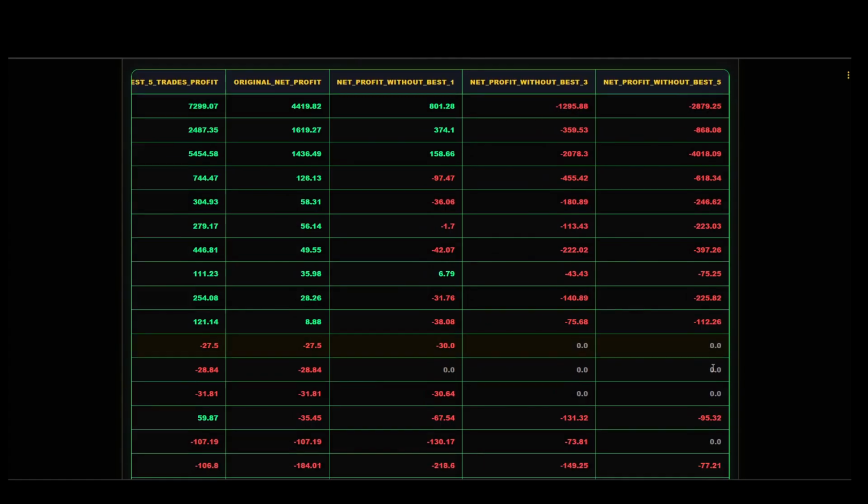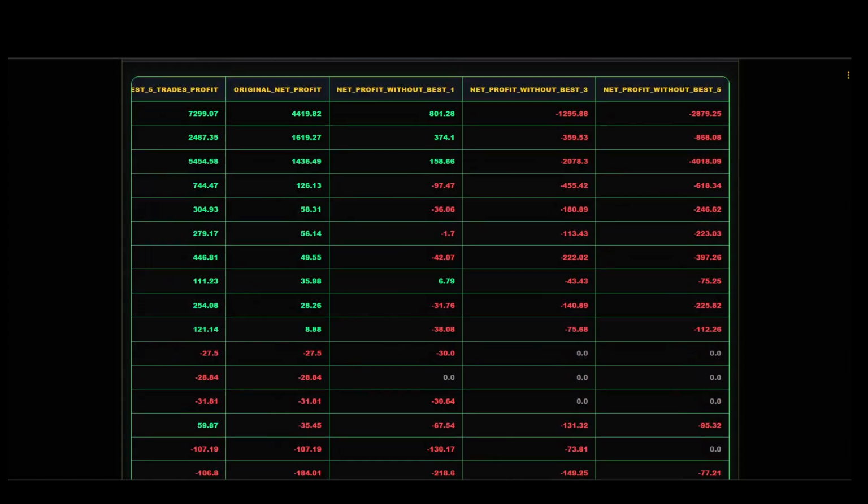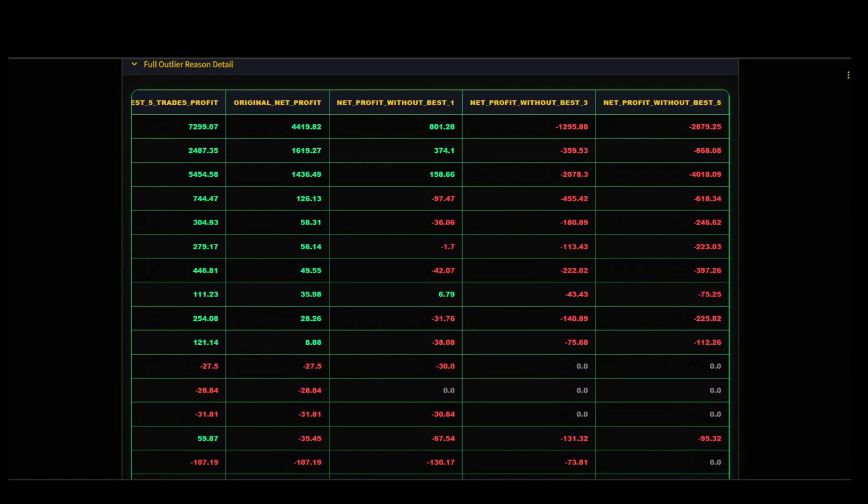So at this point, the workflow is really stress testing how distributed the profitability actually is inside every robot structure. And honestly, this is something you almost never see in normal retail EA analysis, because most reports stop at net profit, profit factor, or equity curve. But this layer is trying to answer a much harder question. How much of the profitability still survives once the strongest outlier trades are removed?